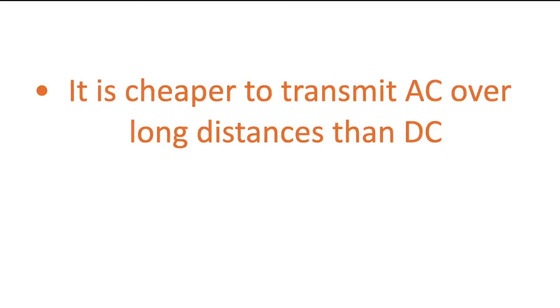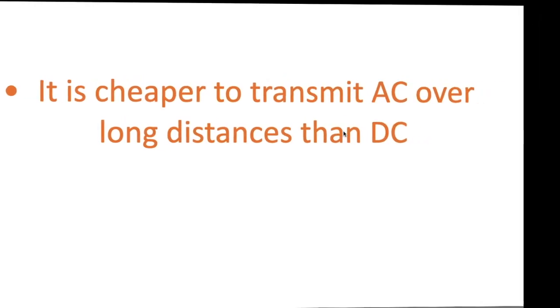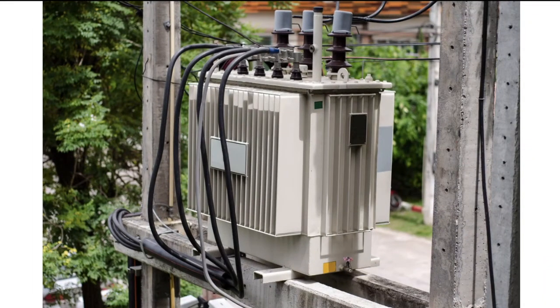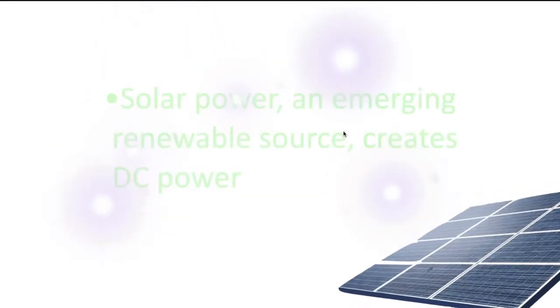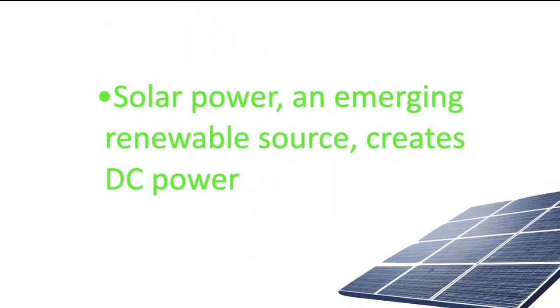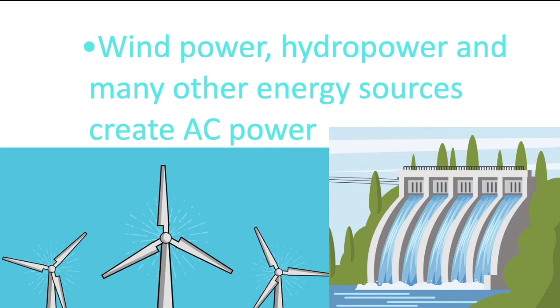One major reason why AC was the preferred energy source was because it had been cheaper to transmit AC over long distances than DC. This is mainly because the AC transformer is much cheaper than the DC transformer. And also until recently, it has been easier to transform AC voltage than DC voltage. One advantage of DC over AC is that solar panels and emerging renewable energy sources create DC. However, we have to also keep in mind that wind energy, hydropower, and other energy sources all create AC power.